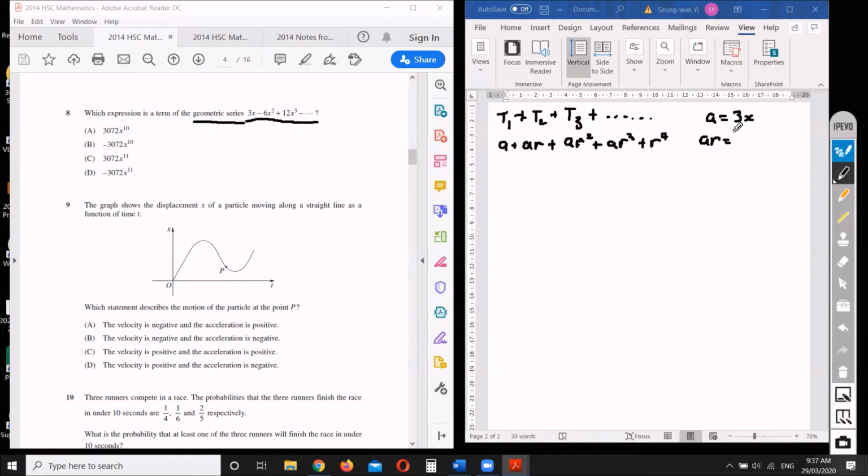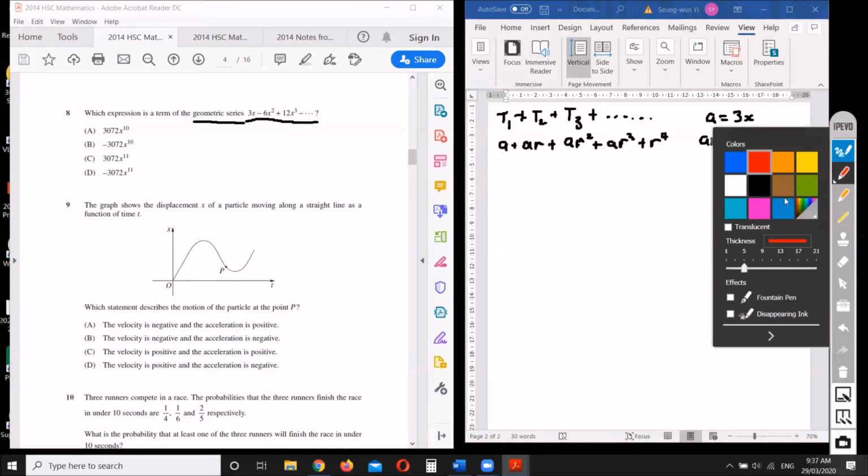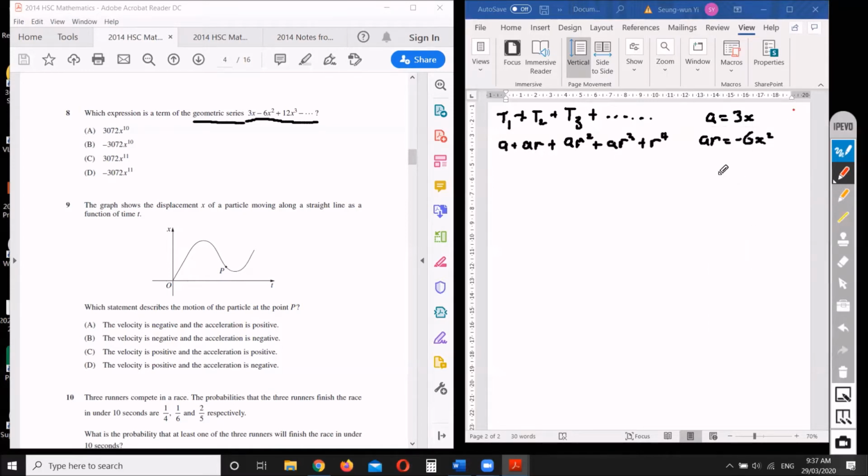Now that you're on a roll asking questions, answer the next bit. What's AR going to be? AR is going to be negative 6x squared. Right. And therefore, we'll stick with Clayton, what would R be? Well, R would be AR over A, wouldn't it? The A's are going to cancel. You see that?